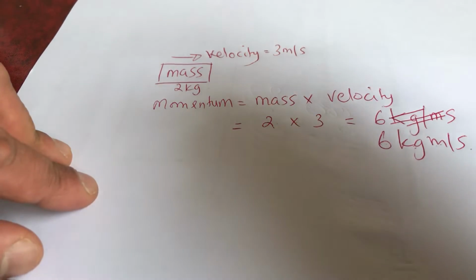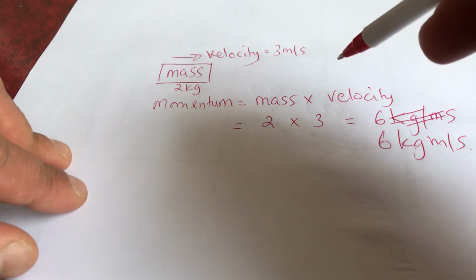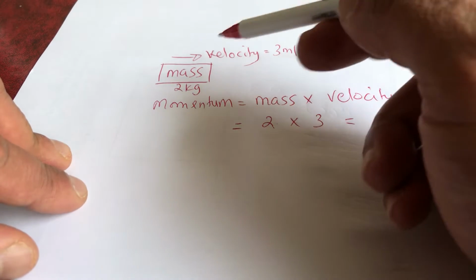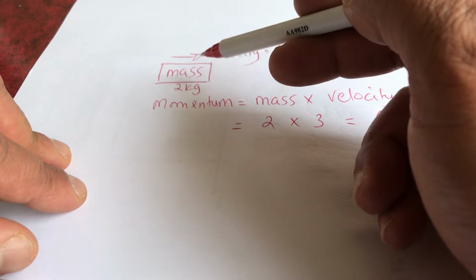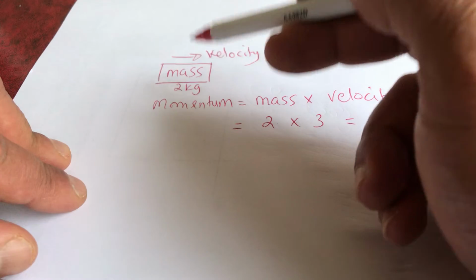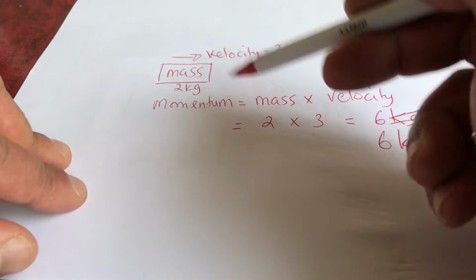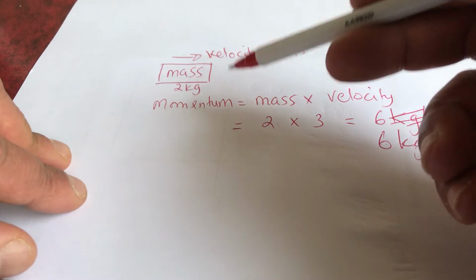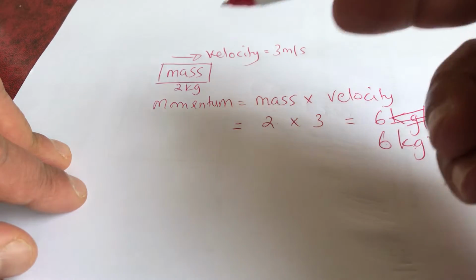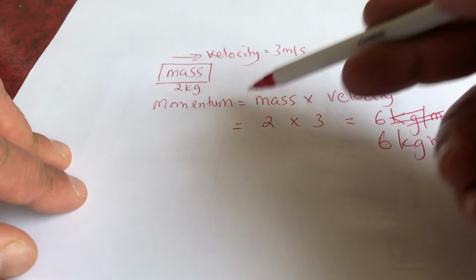Now, this is quite a straightforward example, but now what we're going to look at is, supposing this mass actually collides into another object, how would we use momentum in order to calculate what happens after the collision?